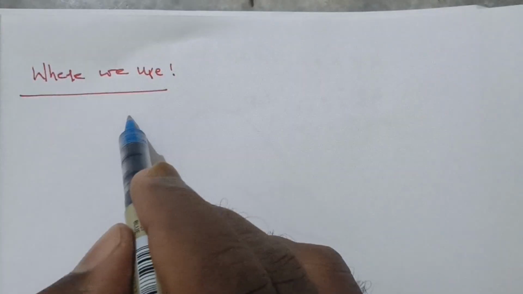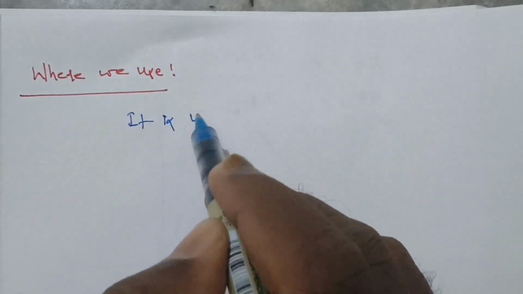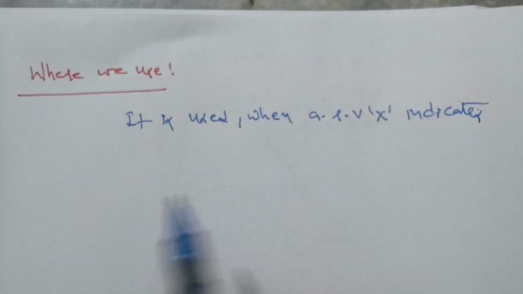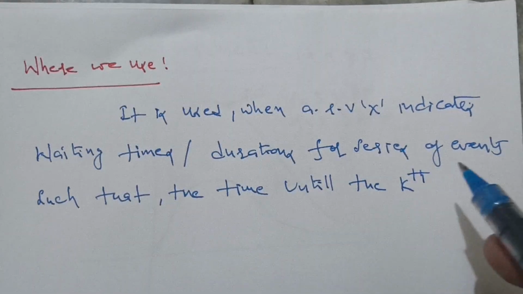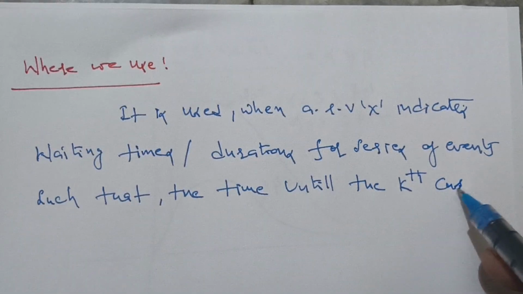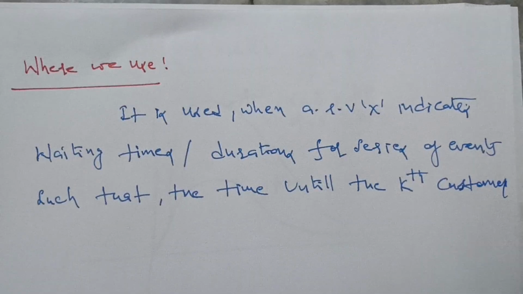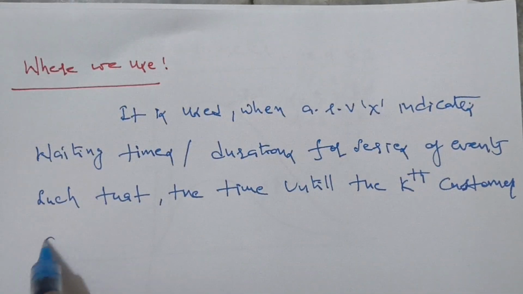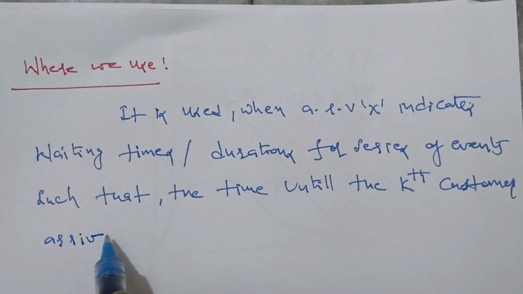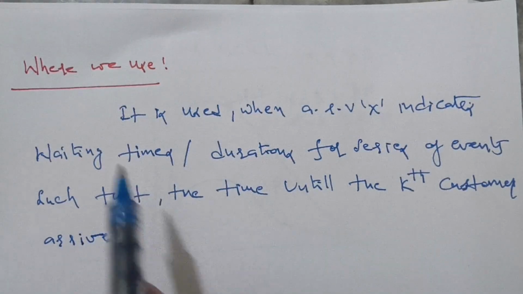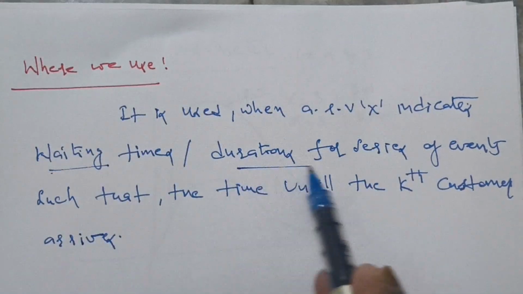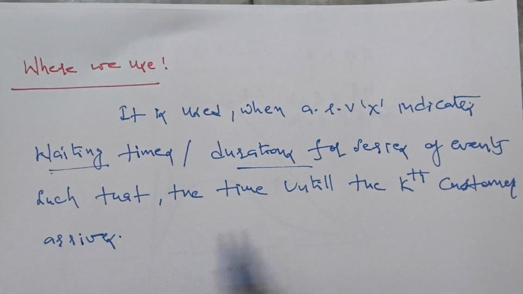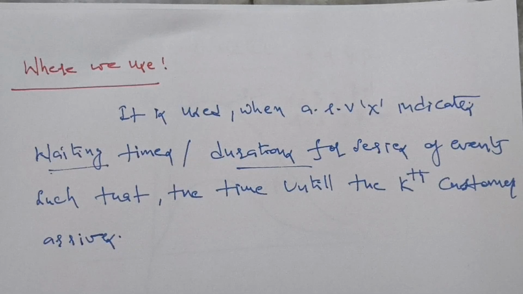Now enter into another important point: where do we use the gamma distribution, in which situation are we going to use it here. It is used when a random variable x indicates waiting times or duration time for a series of events, such as the time until the kth customer arrives. So in such cases, we use the gamma distribution: waiting times, duration.